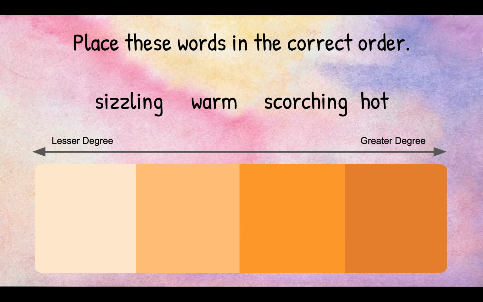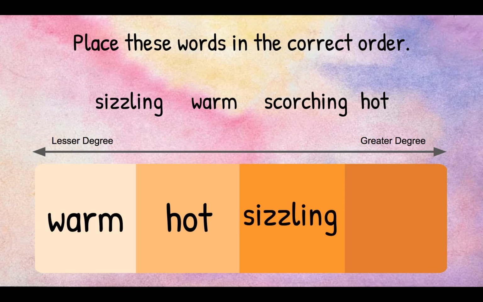Place these words in the correct order. Sizzling, warm, scorching, hot. Warm will come first. Then we will have hot. Next will be sizzling. And last will be scorching.